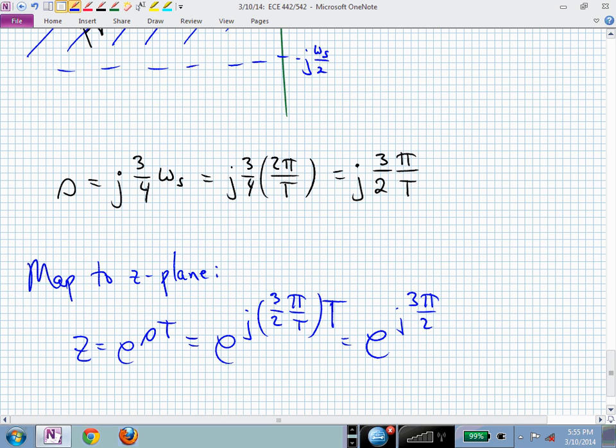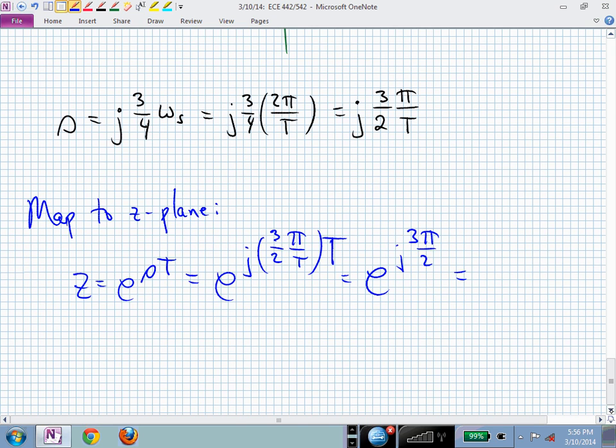And hopefully you're okay with this where it lives. We started in the s-plane right on the imaginary axis, our pole. And where would you expect that to live in the z-plane? Right on the unit circle, and if you take the magnitude of z, what's the magnitude of this complex number? That's just 1, isn't it? That's sine squared plus cosine squared, where the arguments of those are 3 pi over 2. And sine squared plus cosine squared is 1.